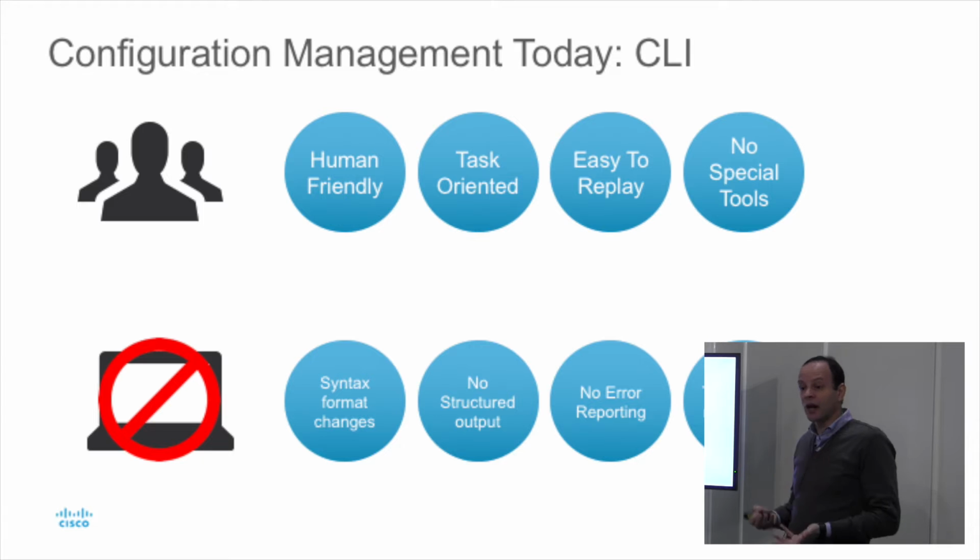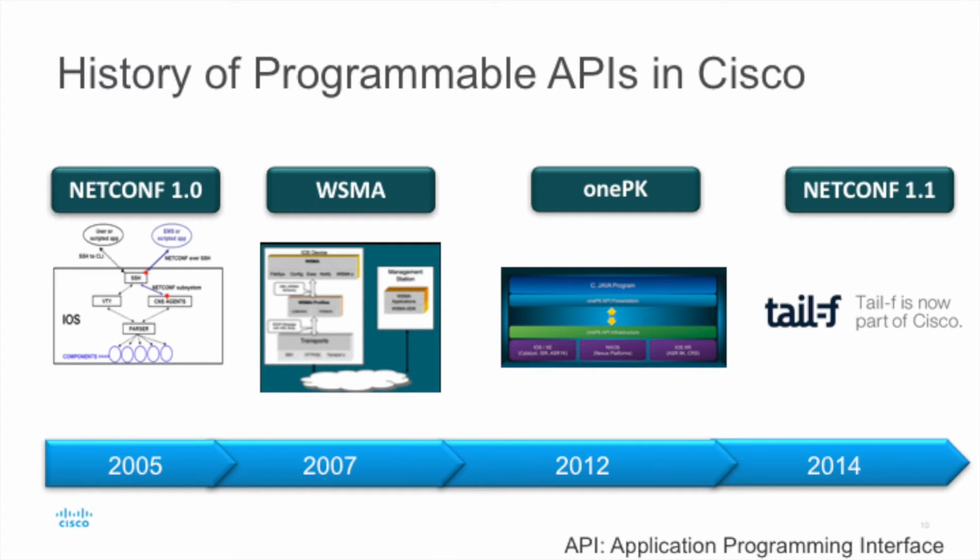So we are trying to drive APIs instead, and we have been trying to drive APIs for a while now in Cisco. We started back in 2005 with the very first implementation of netconf, known as netconf 1.0. Then we introduced WSMA, which essentially was a CLI wrapper, but at least it provided structured output data that was easier to parse. Then we moved to onePK, but none of these solutions really worked well. One of the reasons is that they were specific to Catalyst, while customers were trying to use something that could be leveraged across all of them.